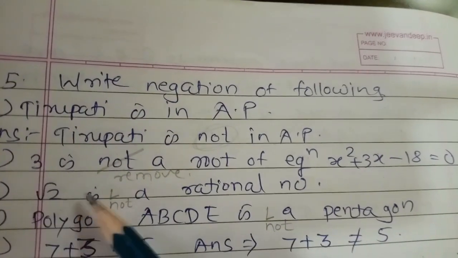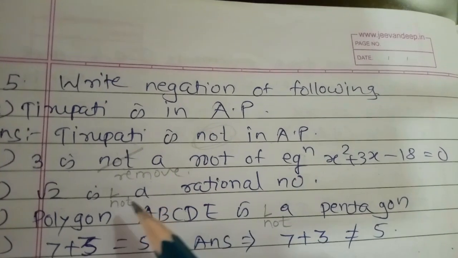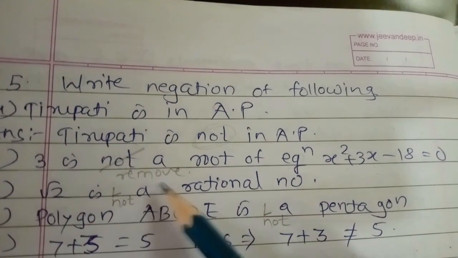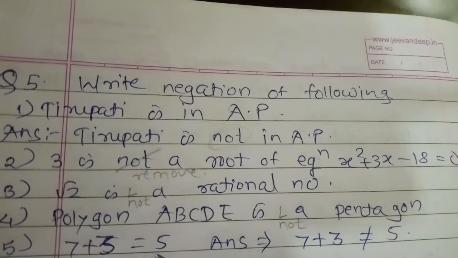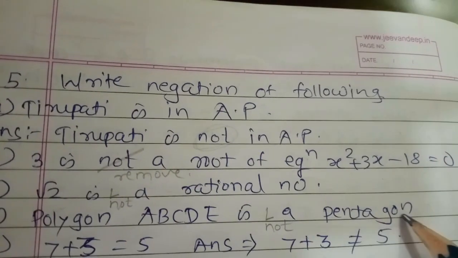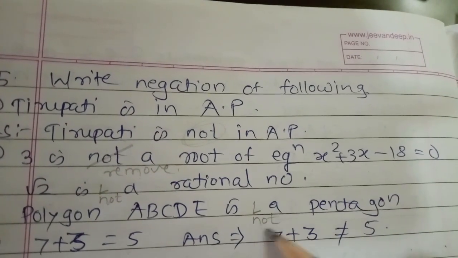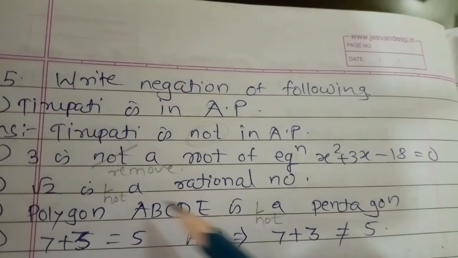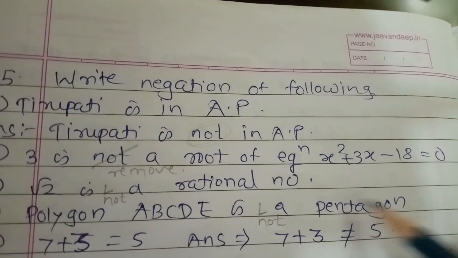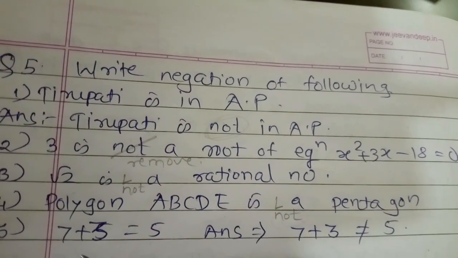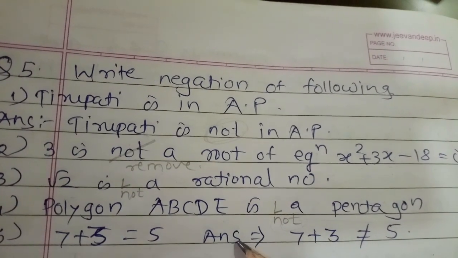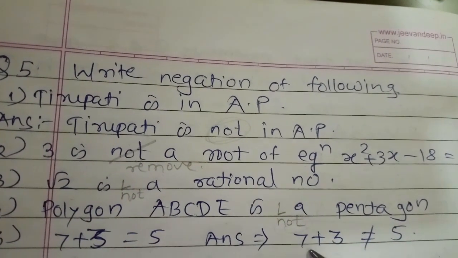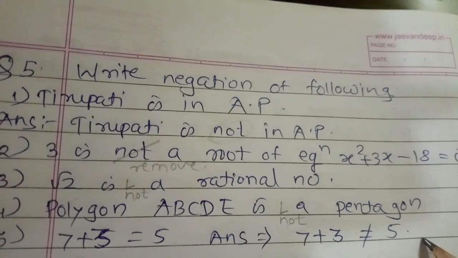Next one, root 2 is a rational number. So what is the answer? Root 2 is not a rational number. Next, polygon ABCD is a pentagon. How to write down the answer? Just put down the not. Polygon ABCD is not a pentagon. Next one, 7 plus 3 is equals to 5. Then how to write down the answer? That is 7 plus 3 is not equals to 5.